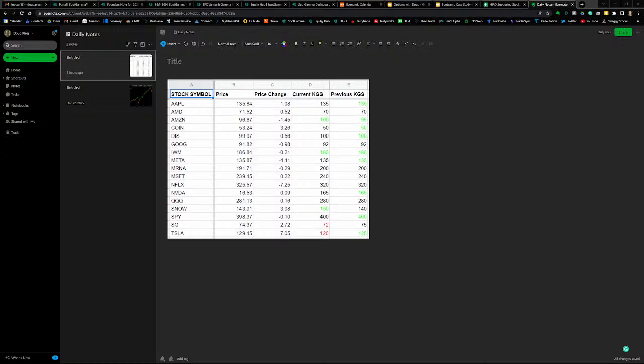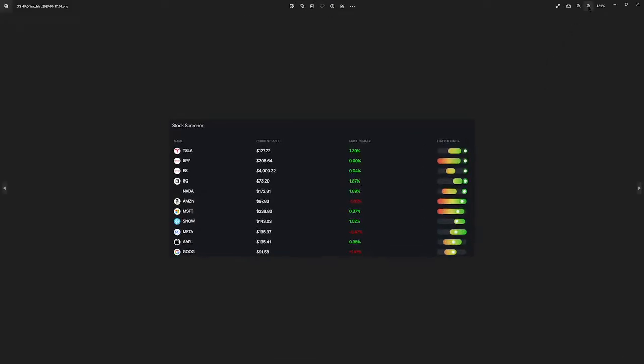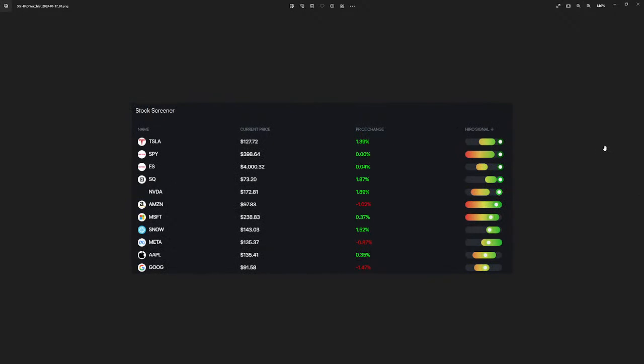And also I posted my SpotGamma watch list in Discord today. And I'll just bring that up for those in YouTube. Let me zoom in. So I ranked it from strongest to weakest. And a couple things to note here. Tesla at the top and Nvidia.